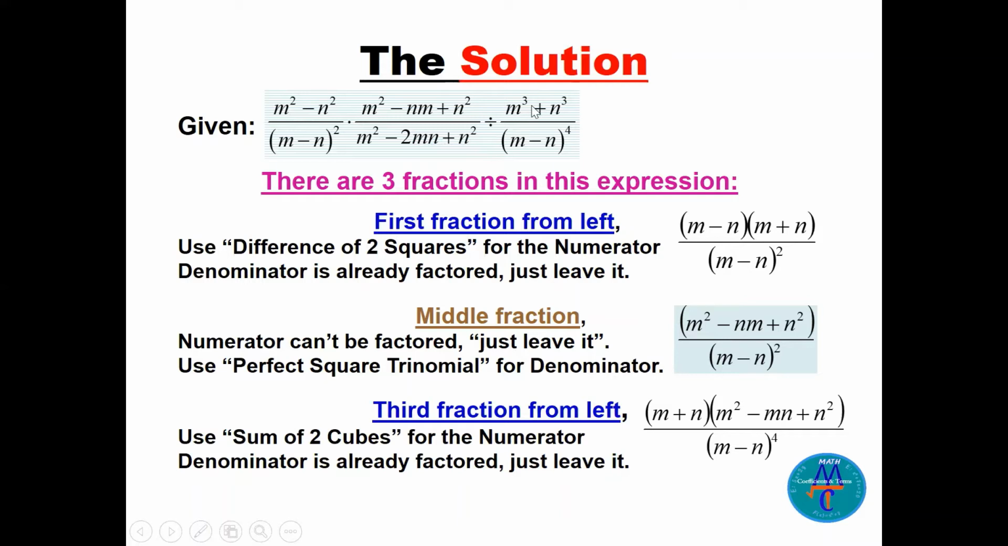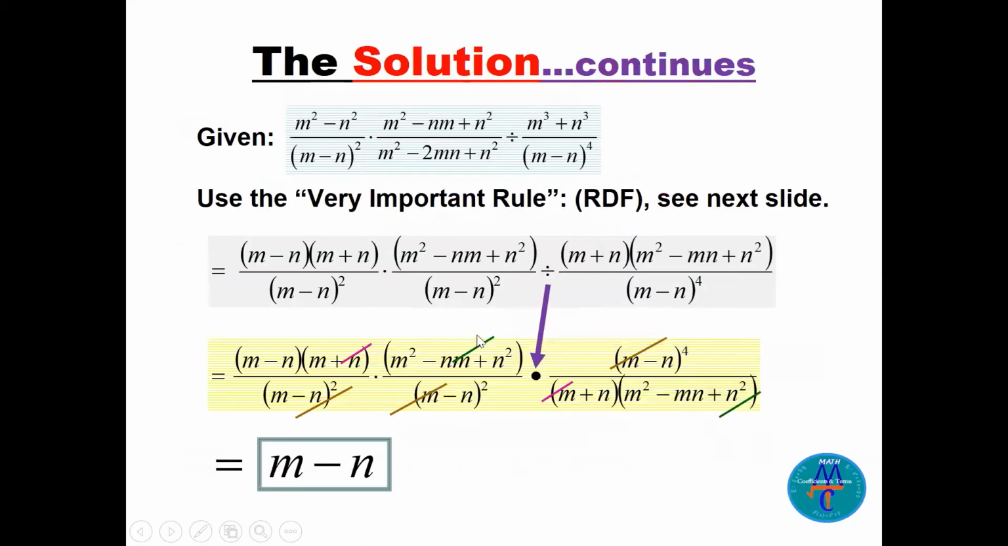Now let's look at the third one. Leave now the division. Third one, this one we can factor, m cubed plus n cubed. That's a sum of two cubes for the numerator. So there's a formula, m plus n times m squared minus mn plus n squared. This one is already factored, m minus n to the power 4, leave it. The denominator is already factored, just leave it. Now, this is the first fraction factored, multiplied by the second one.